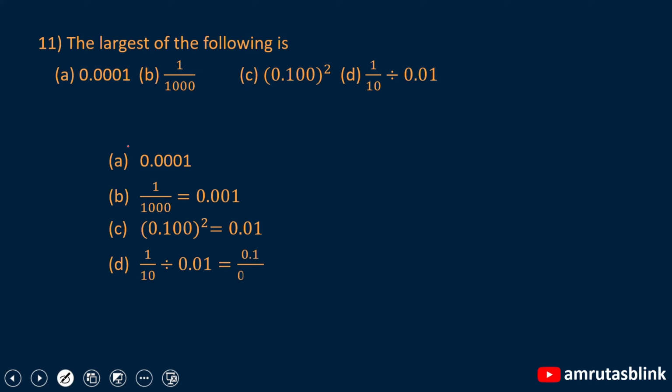And 1 by 10 divided by 0.01. Now how much is 1 by 10? 1 by 10 is 0.1. So 0.1 divided by 0.01 is actually 10. Now if we compare all the 4 values, 0.0001, 0.001, 0.01 and 10, 10 is the largest value. Hence we can say that option D is having the largest value.